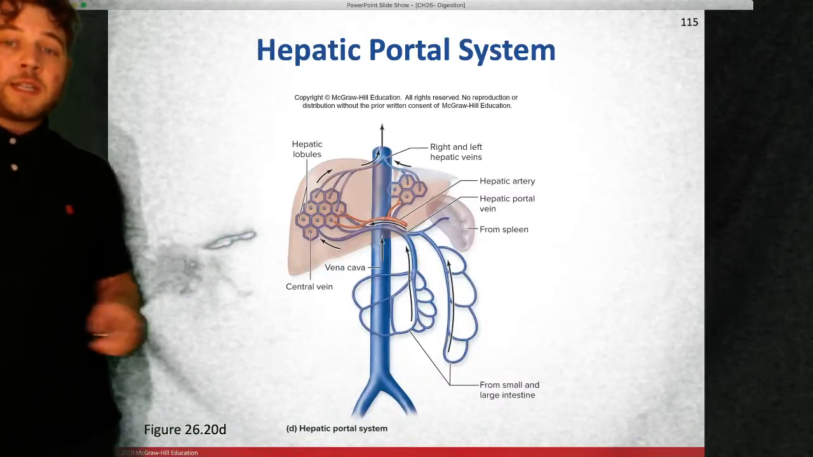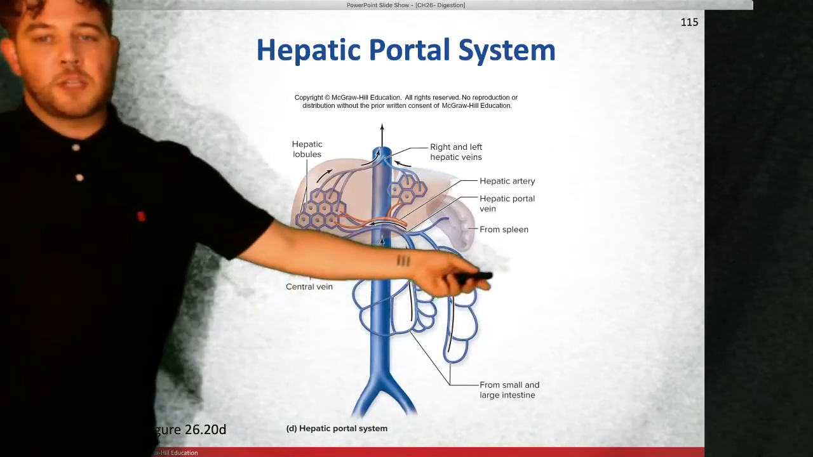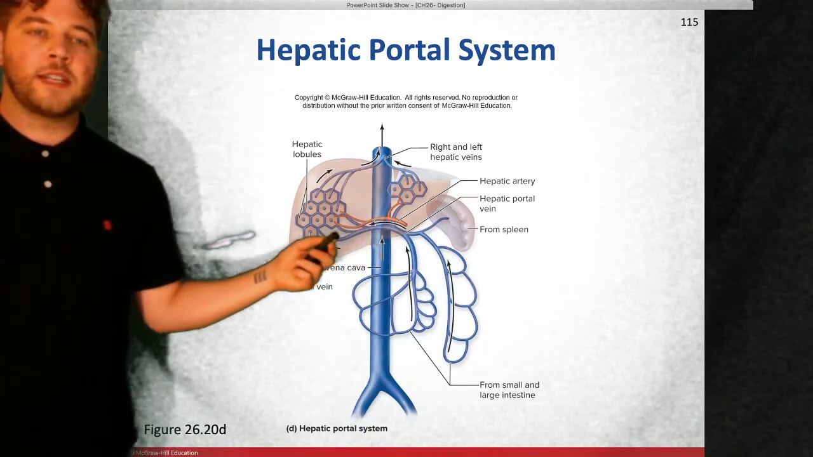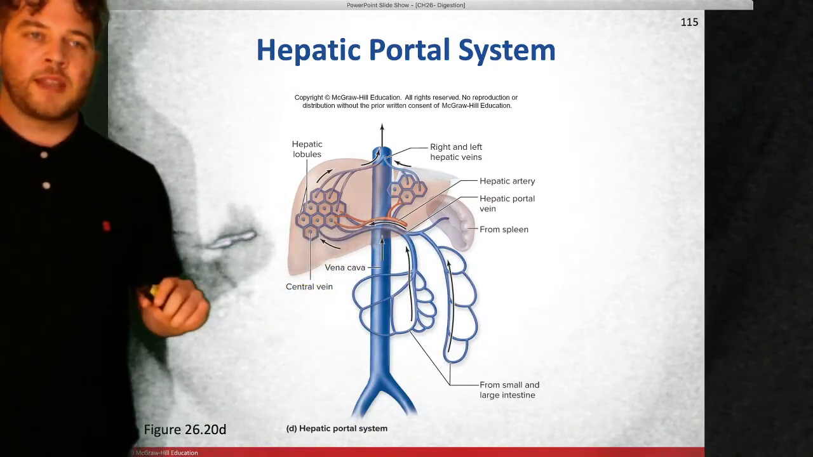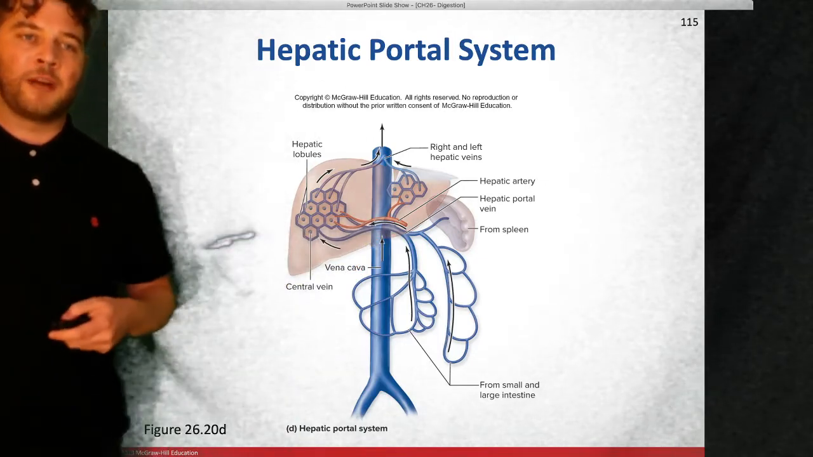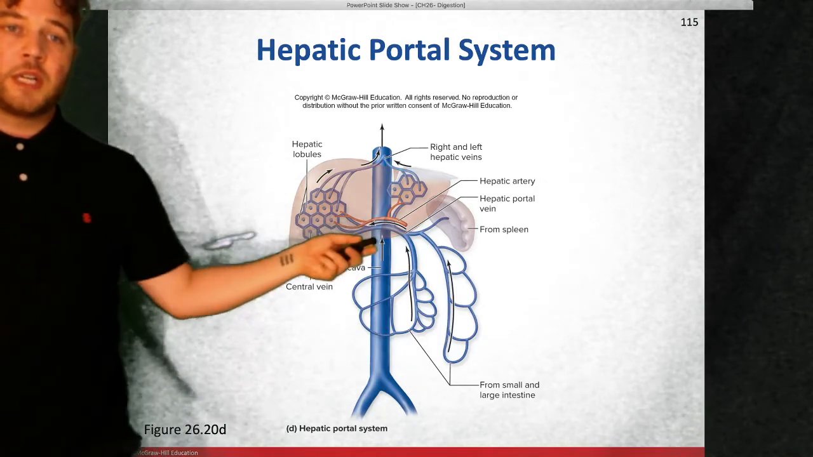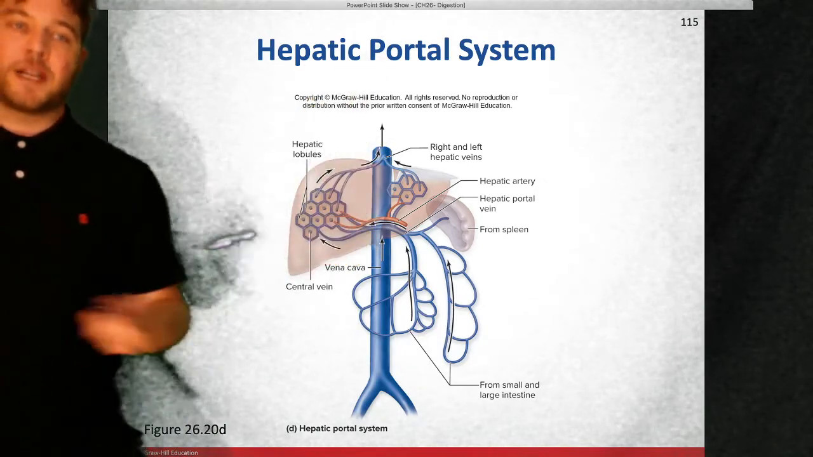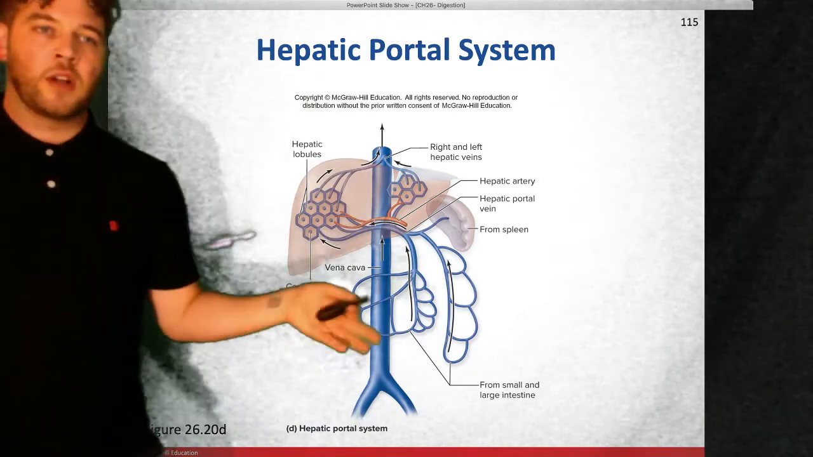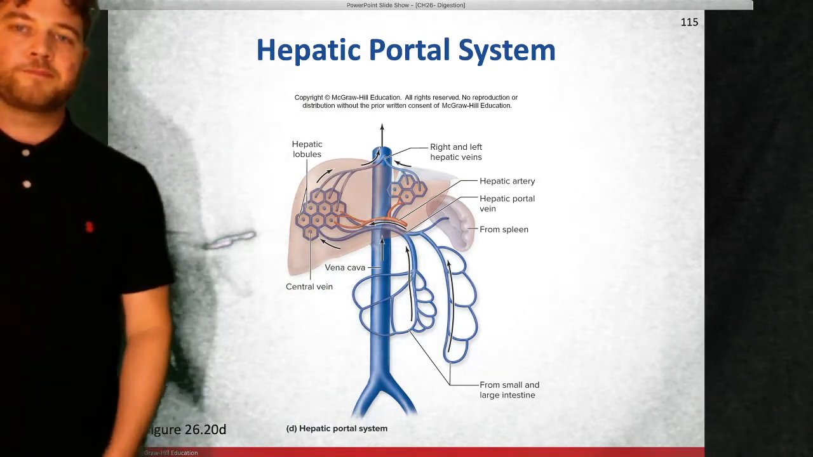The portal system, again, you have from your small and large intestines these mesenteric veins coming back in to join the portal vein of the liver, so that way they can deliver all of their nutrients and have that blood checked for any kind of pathogens before it goes to the vena cava, back to the heart, gets oxygenated in the lungs, and then gets delivered to the body where all of those nutrients can be reused.